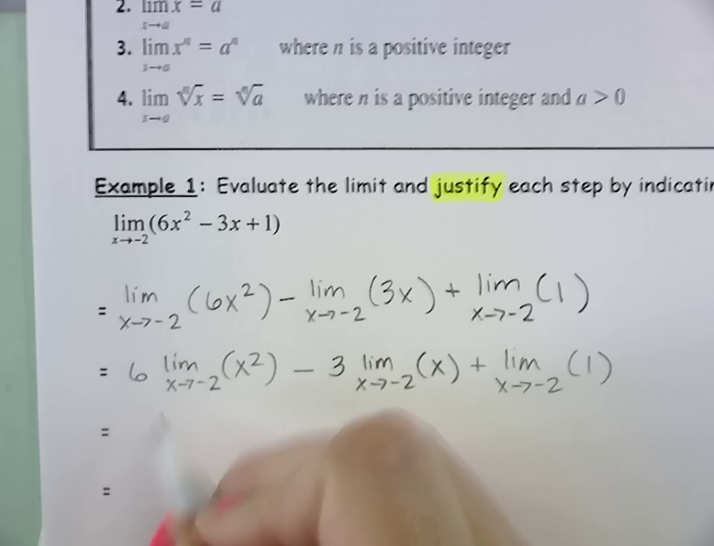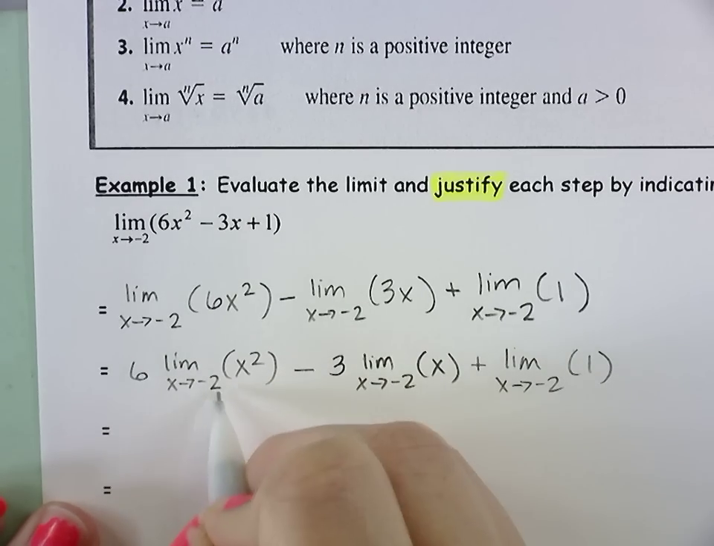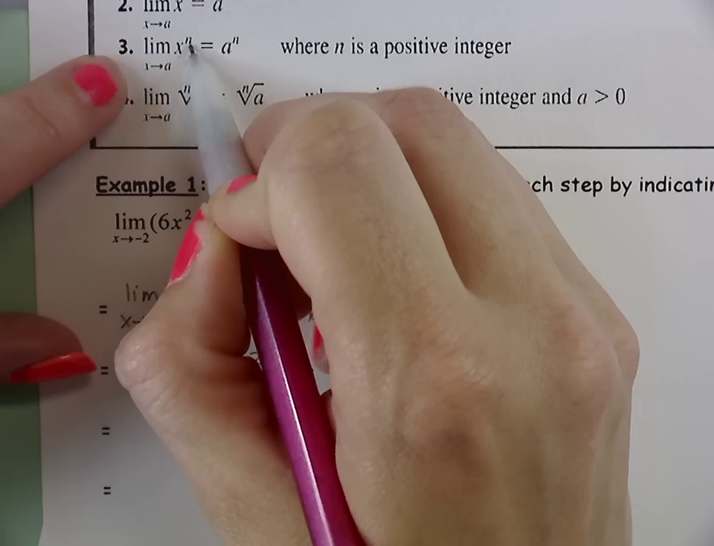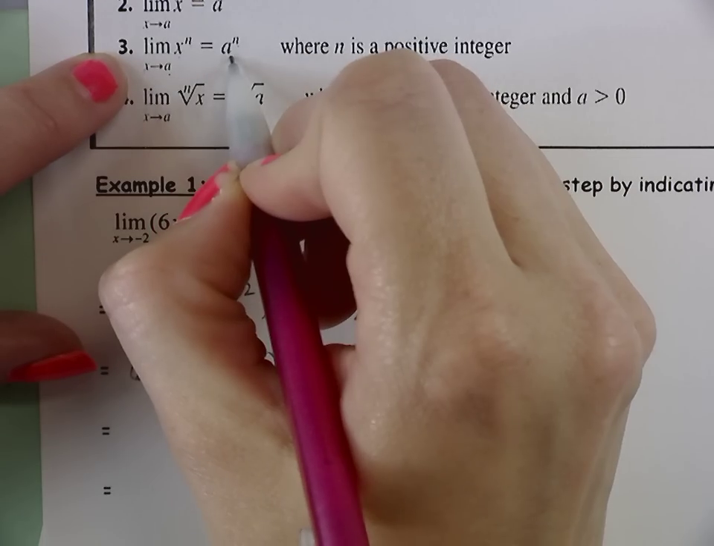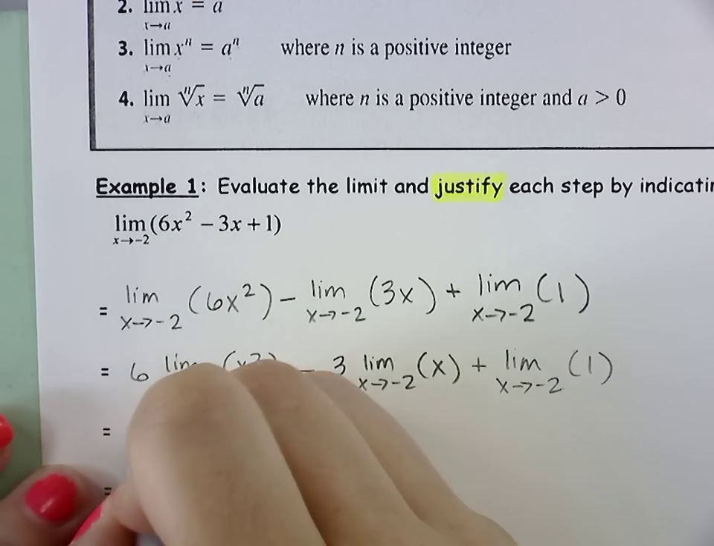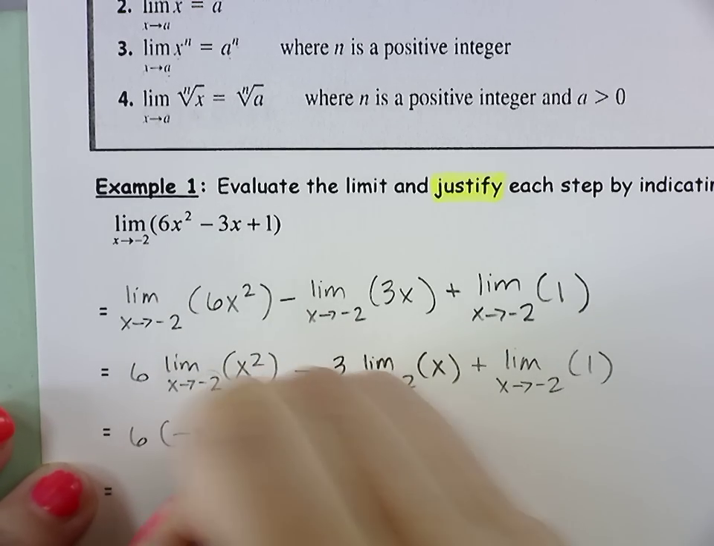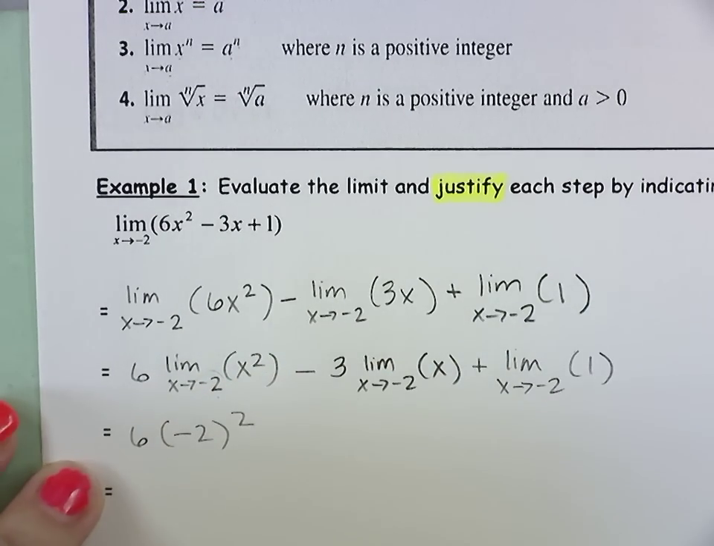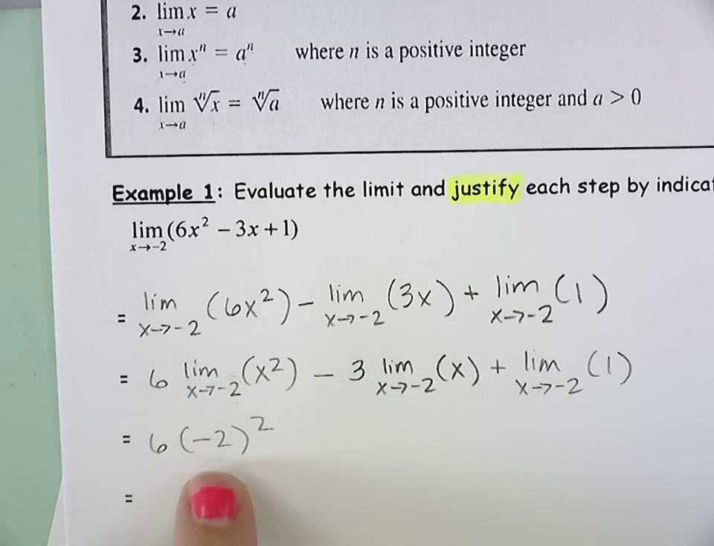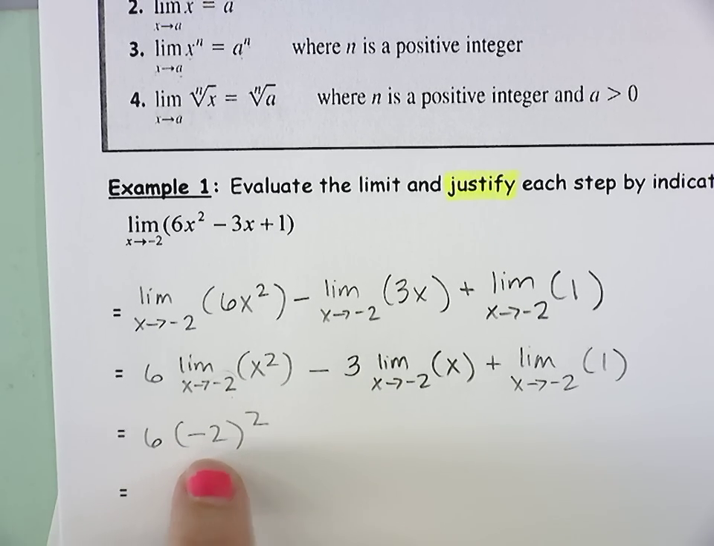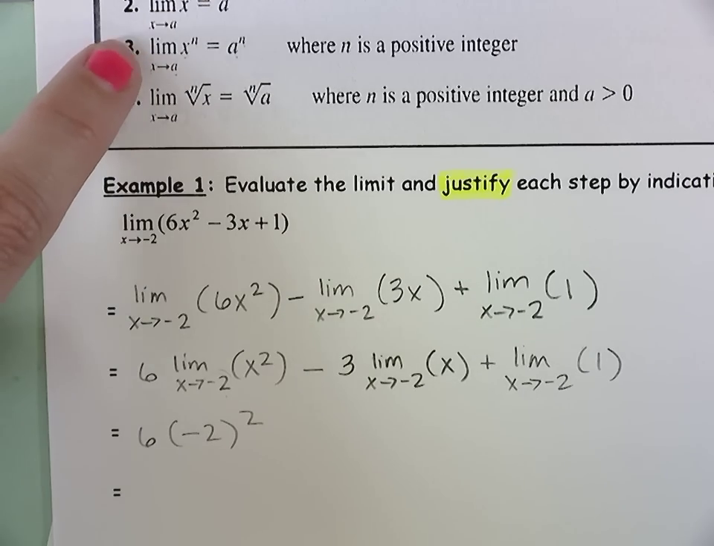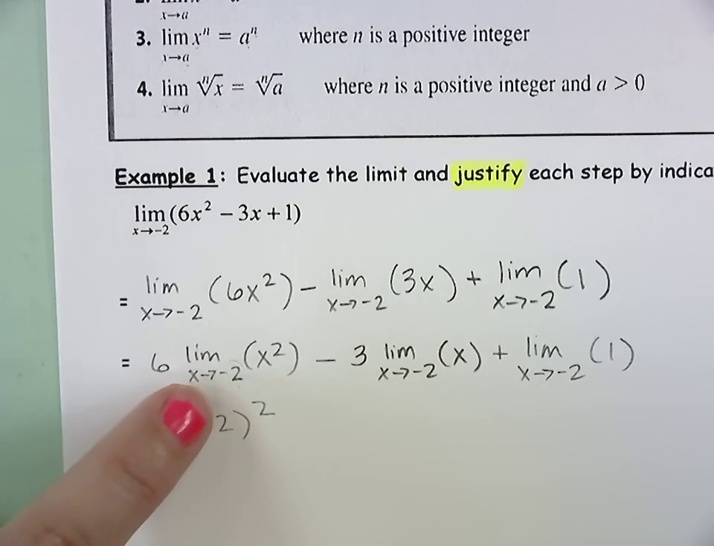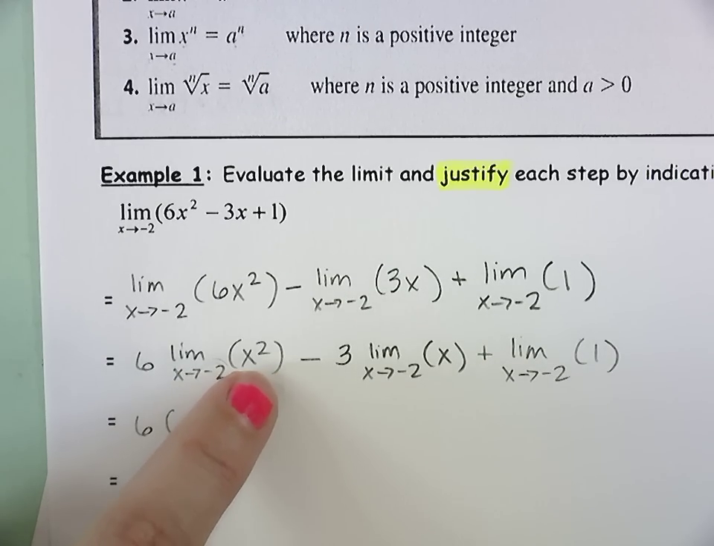When you're taking the limit here, what you can do is you can actually plug in your a value. So see how this is x to the n? X is going to a, and now it's a to the n. What you're doing is you're substituting a in for x. So this is going to be 6, and then negative 2 squared. And that's how you would use your special limit. Because x is going to a, your a value in this case is negative 2. So you are going to replace x with negative 2.